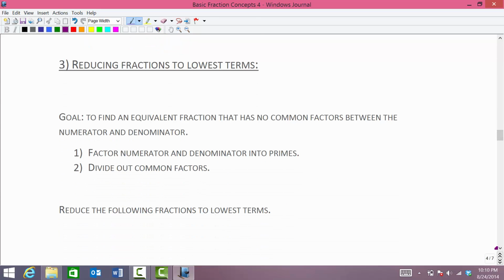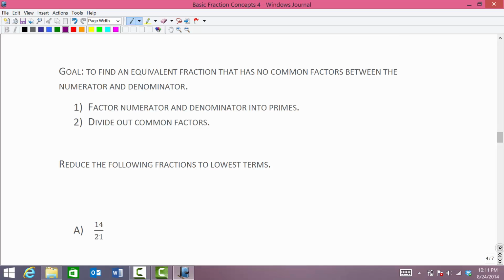What we want to do is always reduce our fractions to lowest terms. We see that there are many equivalent fractions that we could have, but we want the fraction that represents all of those equivalent fractions that's reduced to lowest terms. How do we reduce a fraction to lowest terms? We want to find an equivalent fraction that has no common factors between the numerator and the denominator. We're going to factor the numerator and denominator into prime factors, and then we want to divide out any common factors.